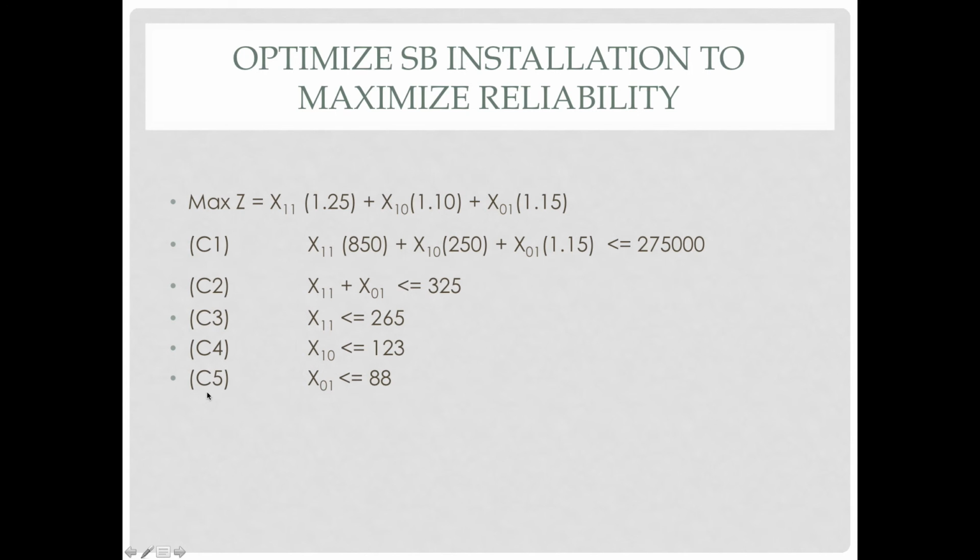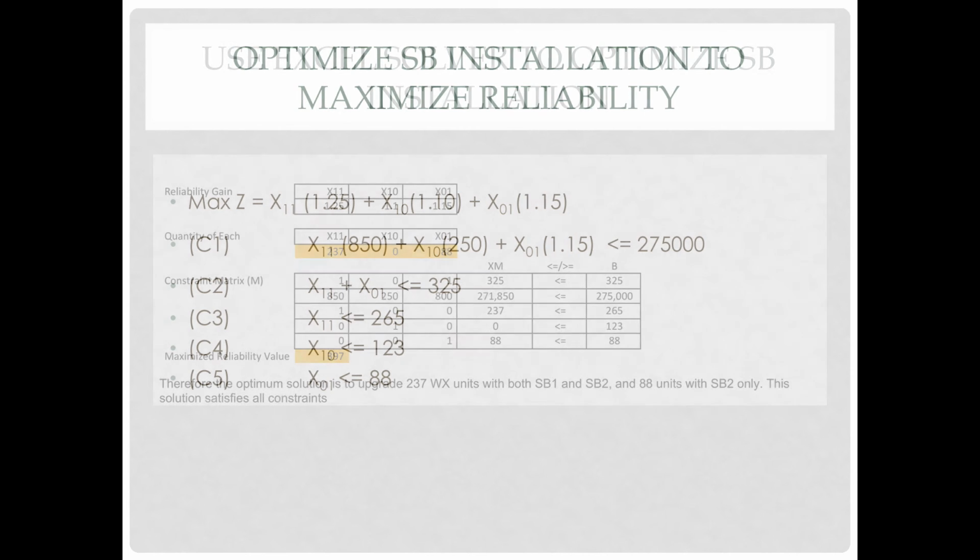C3 through C5 are constraining the maximum number that we can implement for these service bulletin combinations, depending on how many are actually out in the field. Obviously, we can't implement SB1 and SB2 on more units than actually need them.